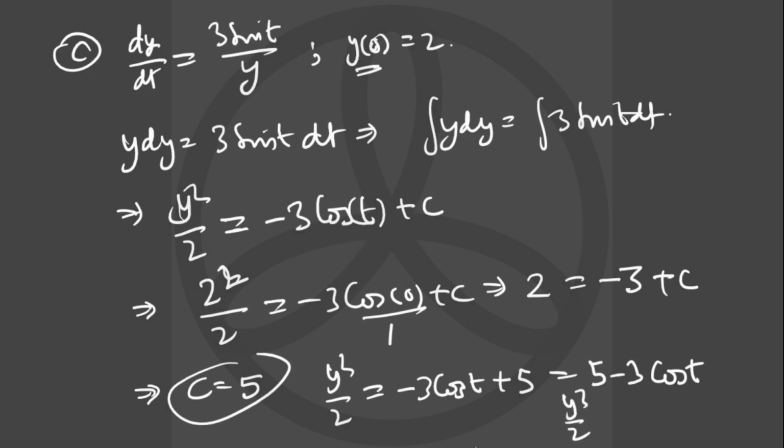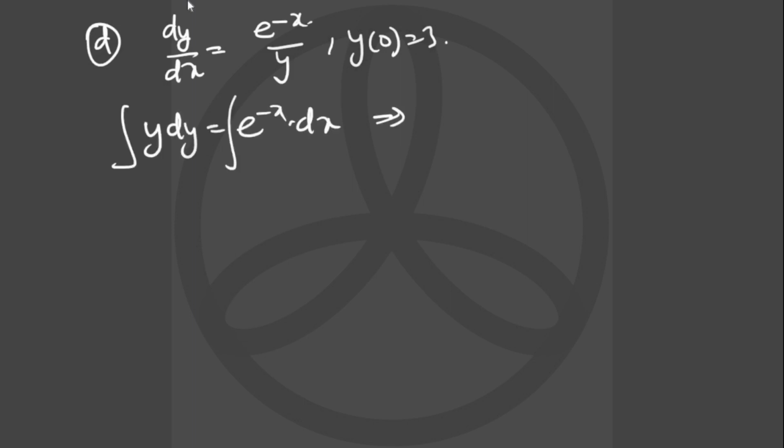y squared over 2 is equal to 5 minus 3 cos t. We move to the next one. The next one is actually involving an exponential function. Okay, so we can write it again. At x is equal to 0, y will be 3, it says.